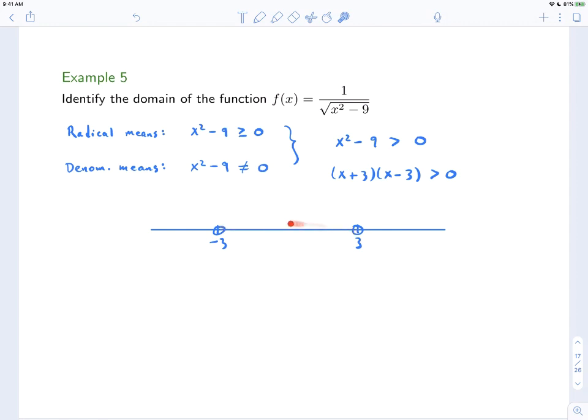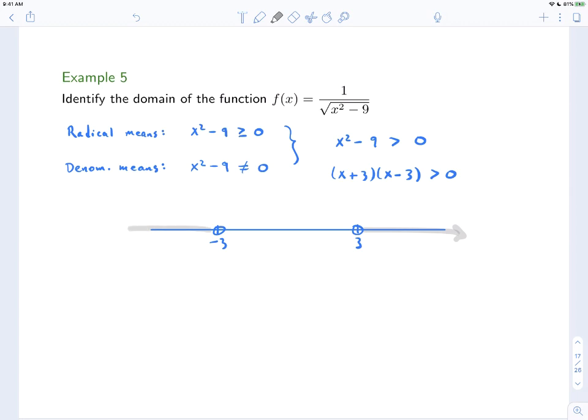So nothing between minus 3 and 3 is allowed, because if you plug in any x between minus 3 and 3, you're going to get a positive number times a negative number, which is going to give you something which is negative. So anything here will give you a negative result, which is not allowed. However, if you pick any x greater than 3, for example 4, then you're going to have 7 times 1, which is positive. So anything over here will give you a positive number.